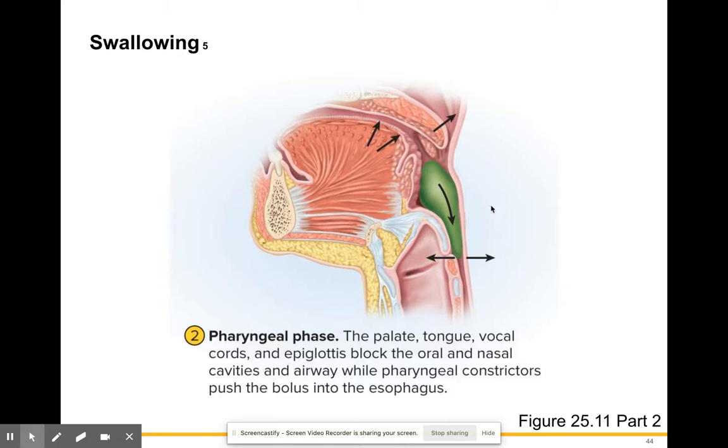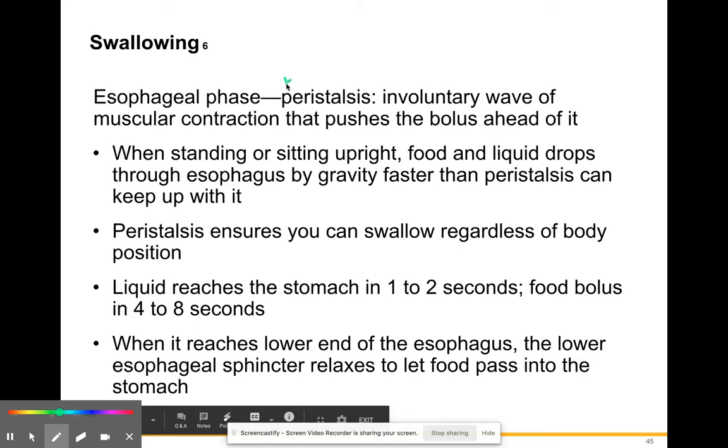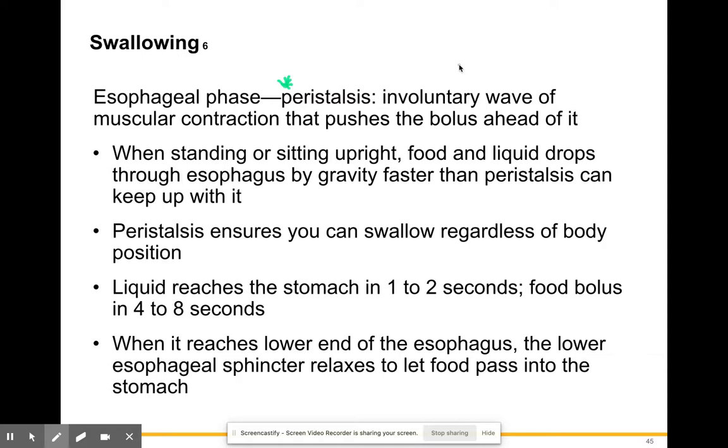Okay, the esophageal phase is the last phase of swallowing. And a big part of this esophageal phase is this idea of peristalsis. And we have to make sure we know this word. Peristalsis is the involuntary wave of muscular contractions that pushes the bolus ahead of it. So in order to go against gravity when you're laying down or if you were on your side, you still want to be able to digest and do things. Regardless of what position you're in, you need that food to go against gravity sometimes. And that's what peristalsis does.